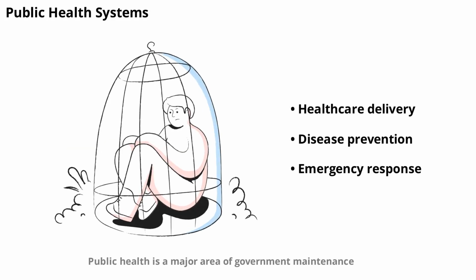Public health is a major area of government maintenance. Governments oversee healthcare delivery, disease prevention, and emergency response. Regular investment in healthcare infrastructure, staff training, and public education helps maintain a healthy population and prevent crises.